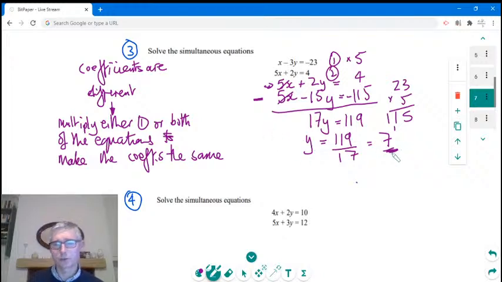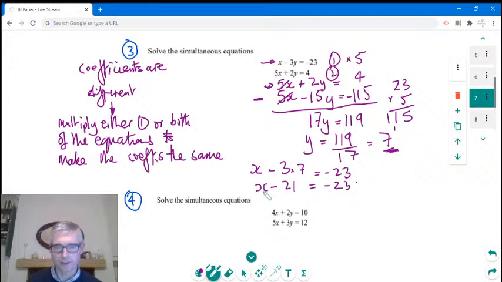And then all we're going to do is put that into one of the original equations. So I'm just going to pick the first of the equations. I'm going to say that x minus 3 times the 7, which is the y, is equal to minus 23. So that's just replacing the y by 7. So I've got x minus 21 equals minus 23.